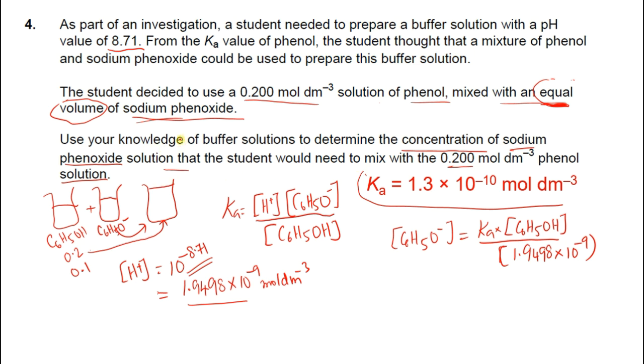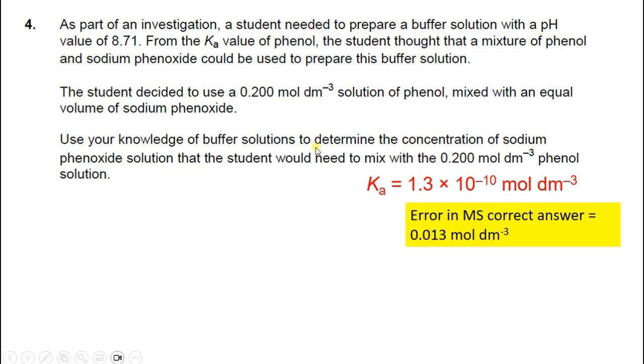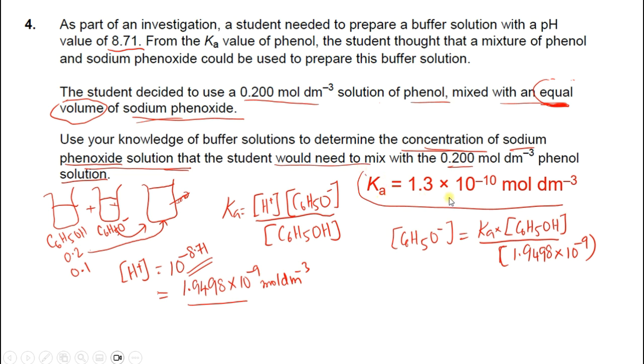Determine the concentration of sodium phenoxide solution that the student will need to mix, right? So we need to know the sodium phenoxide in the mixture here, not the original solution. We're just finding the concentration of sodium phenoxide in that mixture. We're using the Ka value, Ka equals 1.3 times 10 power minus 10. So I'm going to substitute the numbers over here.